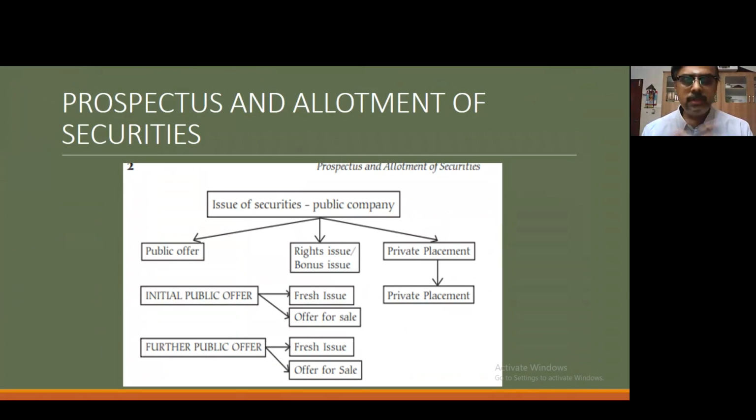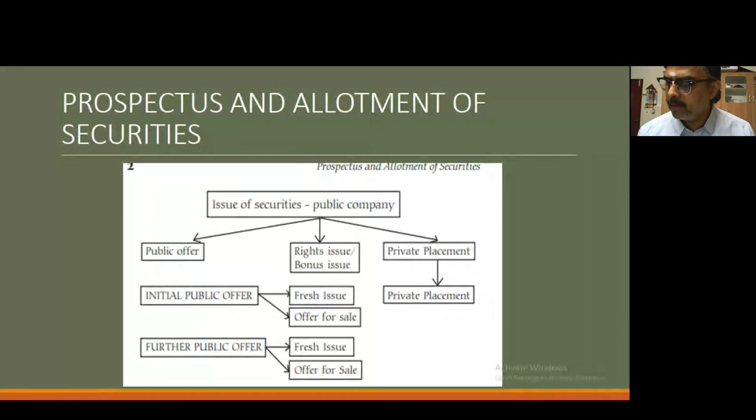Good. So this is a very interesting slide which will enable you to understand what is all about issue of securities. Issue of securities by a public company, as section 23 provides. A public company may issue securities either through something called a public offer or through private placement. And also, the company can issue shares in the form of rights or bonus issues.